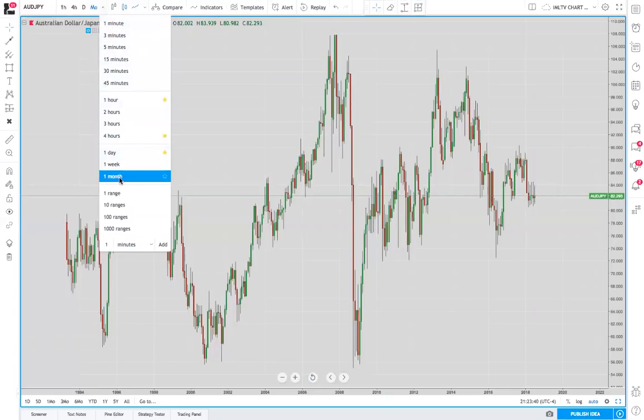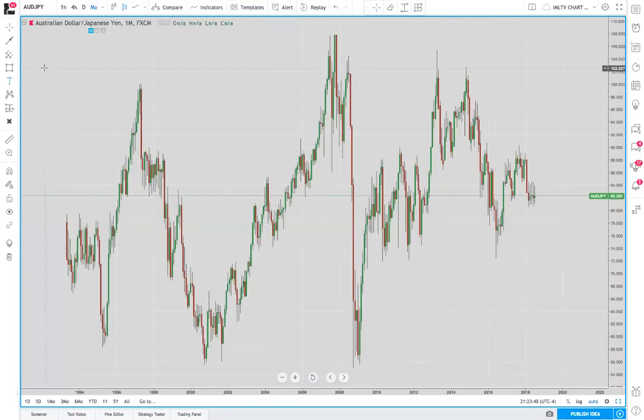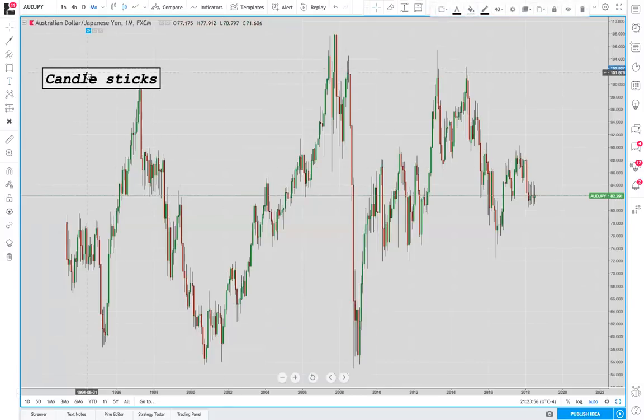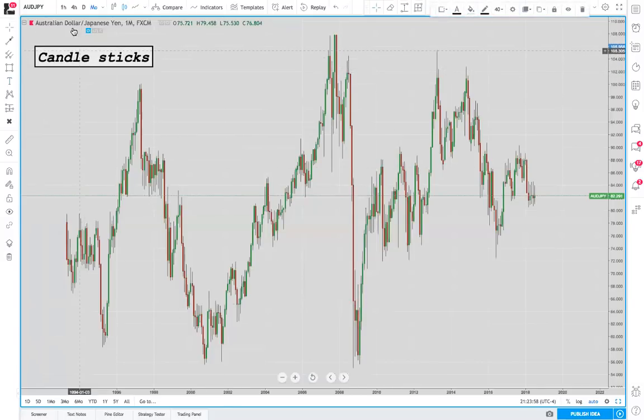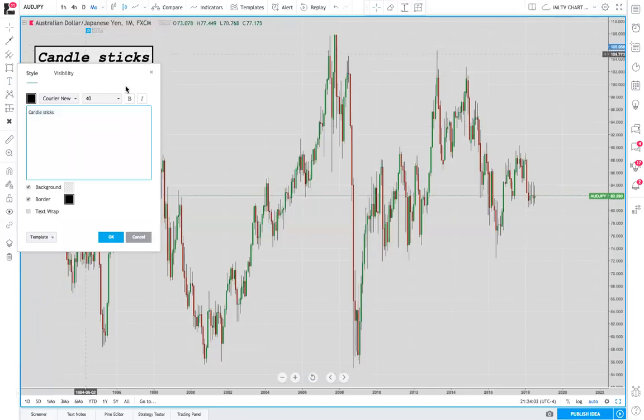So right now I have selected 1 month. That indicates that each one of these green and red bars, AKA candlesticks, represents 1 month. Now, when I do this routine, I'm going to start on the 1 month time frame.